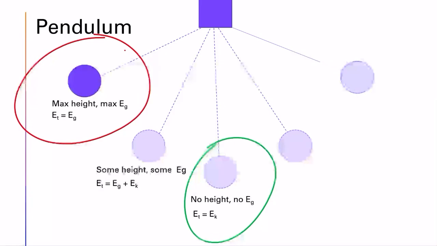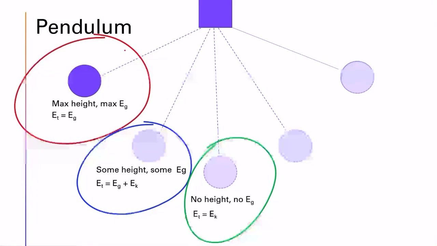When the pendulum is swinging in between the equilibrium and extreme positions, there is both Eg and Ek because there is still some height, but not as much as it had when it first dropped.